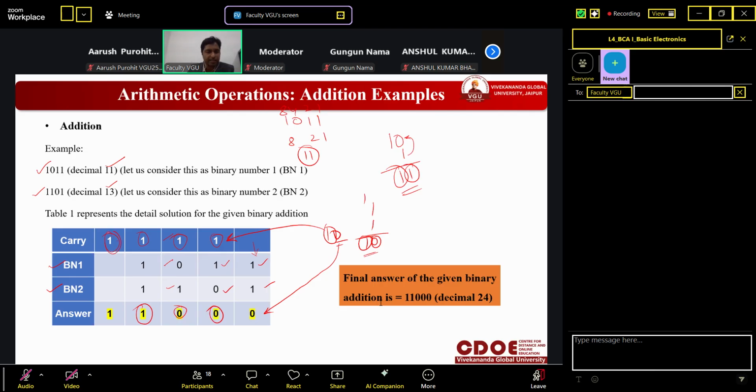So this is this carry. Now there is no number left, so this one will be written. So the answer will be 1, 1, 0, 0, right? And you write like this.